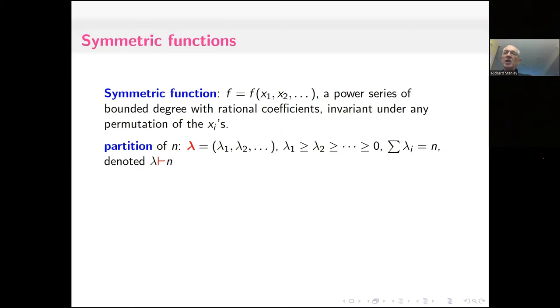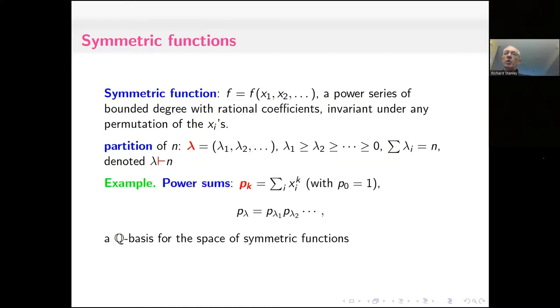There are various bases for symmetric functions that are most conveniently indexed by partitions of n, which I will write as lambda, an infinite sequence lambda 1, lambda 2, et cetera, a weakly decreasing sequence of non-negative integers whose sum is n, using this notation due to Philip Hall to denote that lambda is a partition of n.